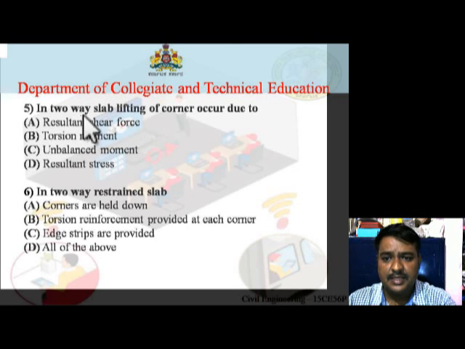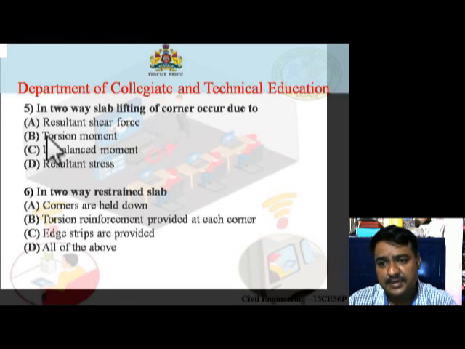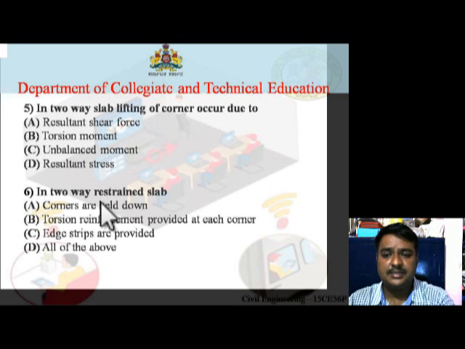Then fifth one, in the two-way slab, lifting of corner occurs due to: first one, resultant shear force, torsion movement, unbalanced movement, resultant stress. So they have given the 4 options. The right answer is which one? In two-way slab, the lifting of corner is due to torsion movement. The right answer is B.